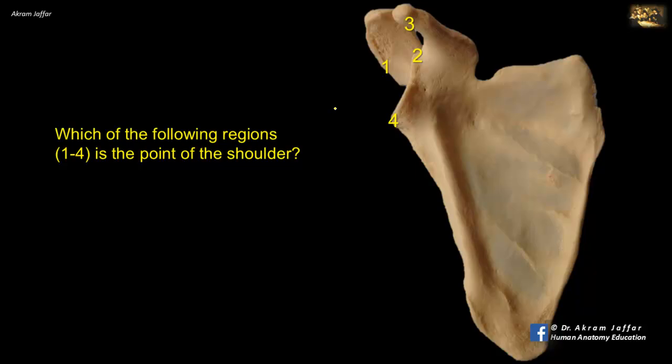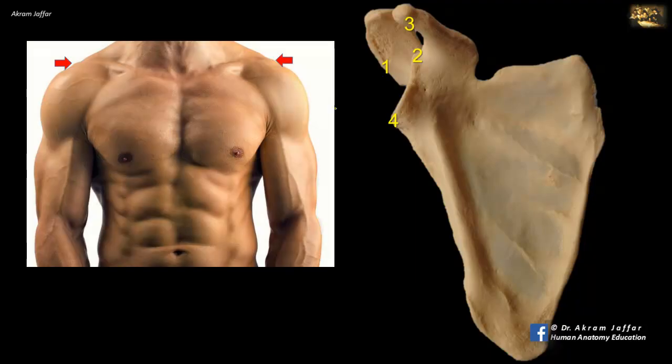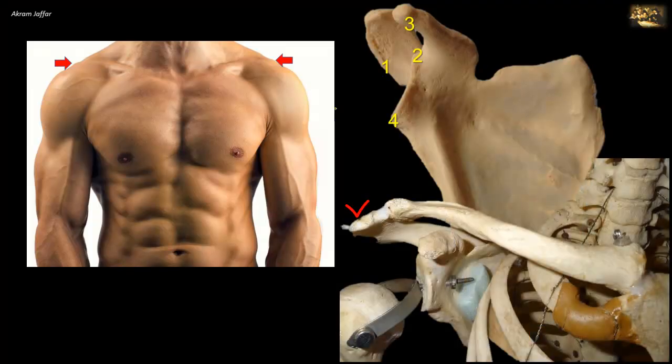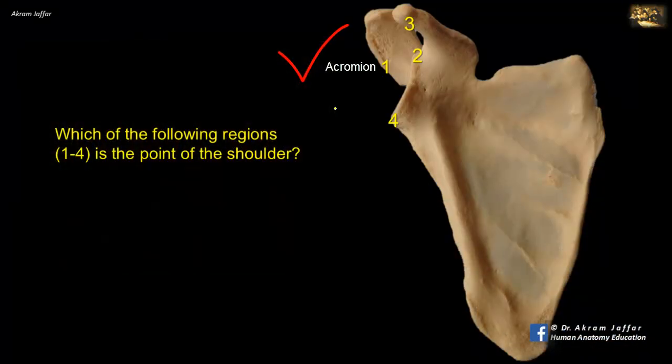Which of the following regions 1 to 4 is the point of the shoulder? The point of the shoulder is the highest palpable point in the shoulder. It is formed by the acromion process. Remember that the medial border of the acromion joins the clavicle. Thus the lateral end of the clavicle is not the most lateral point that can be felt above the shoulder, but it is the acromion. And here 1 is the acromion, so it is the point of the shoulder.